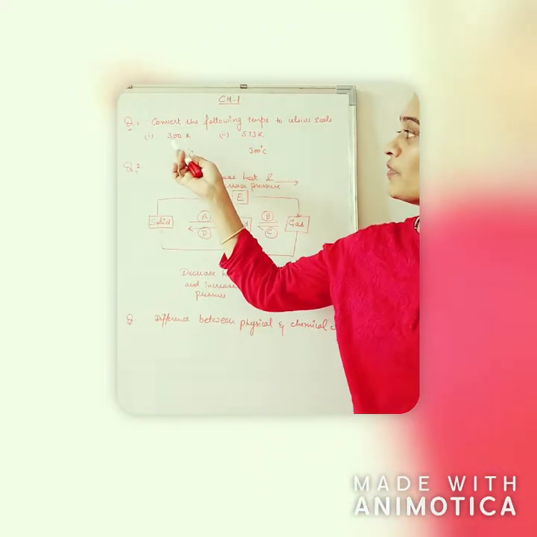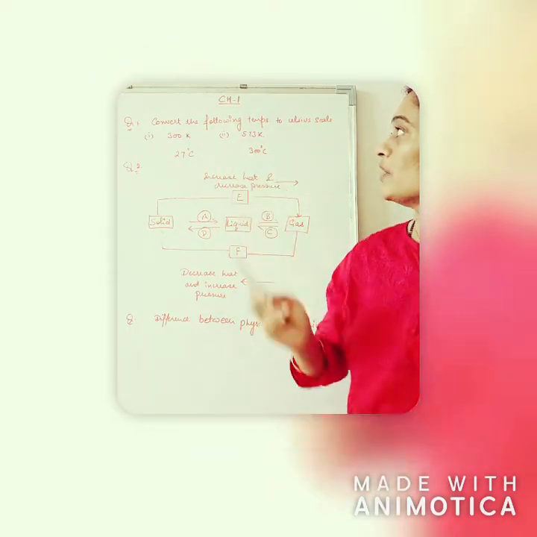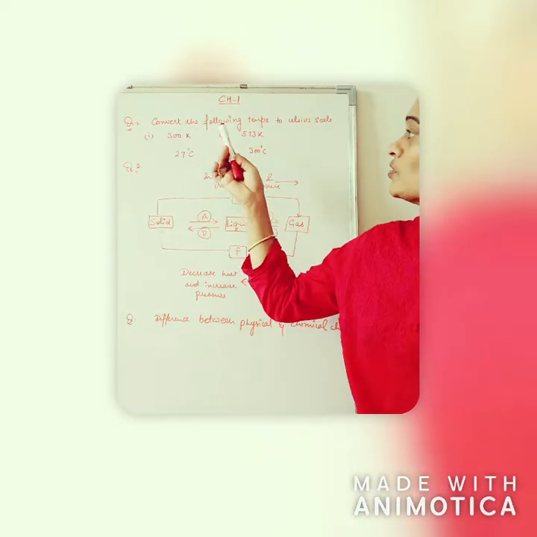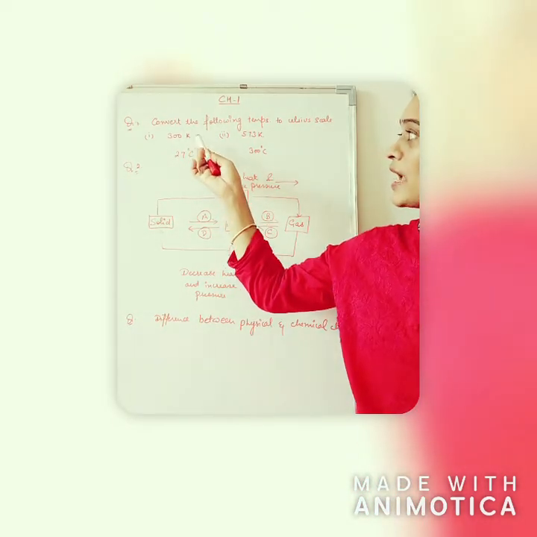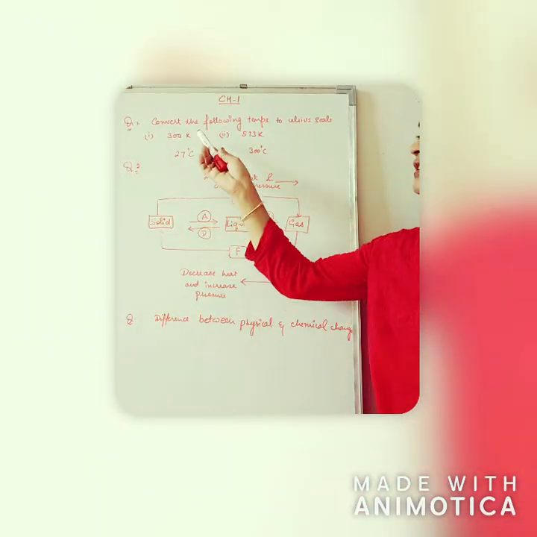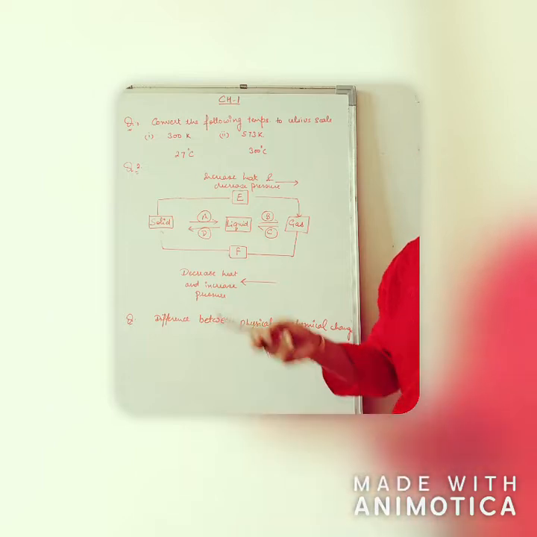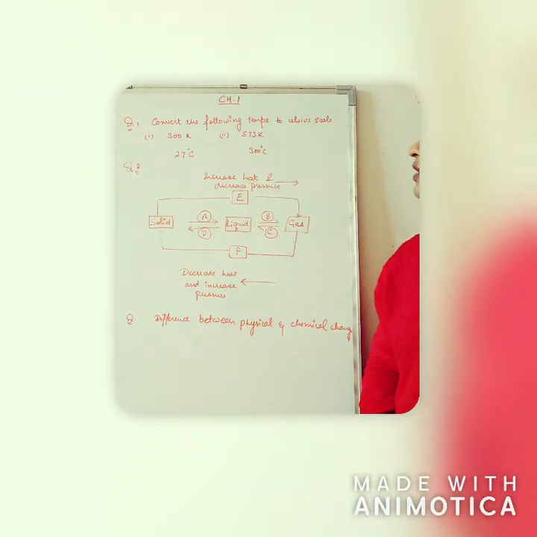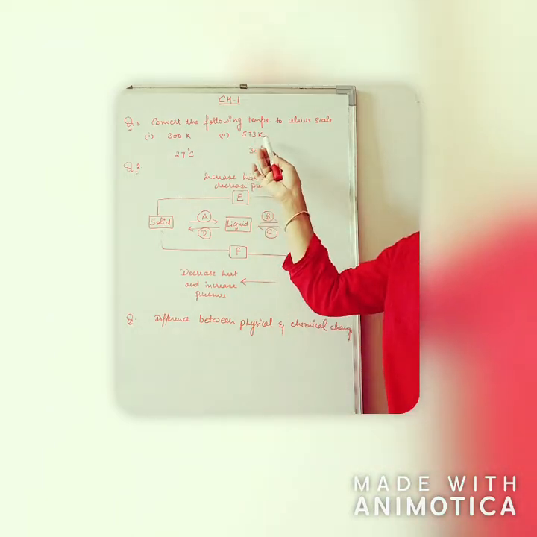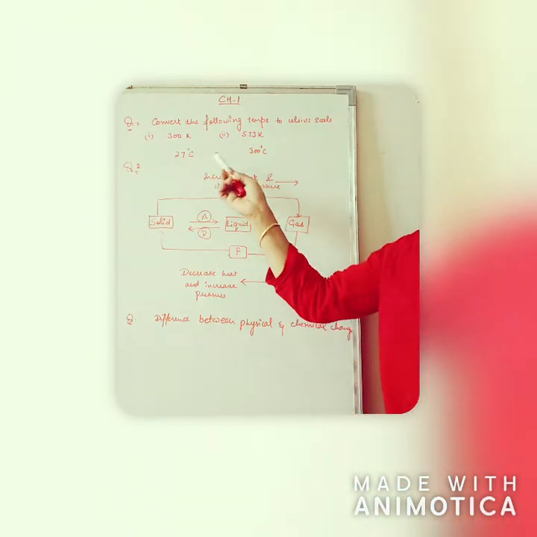The first one they have given you is 300 Kelvin. The second one is 573 Kelvin. So what will you do to convert this Kelvin into degree centigrade? You need to subtract 273 from 300, then you will get the value in degree centigrade. The next one, 573 K. You need to subtract 273 from this 573 K, then you will get 300 degree centigrade. So these are your answers.